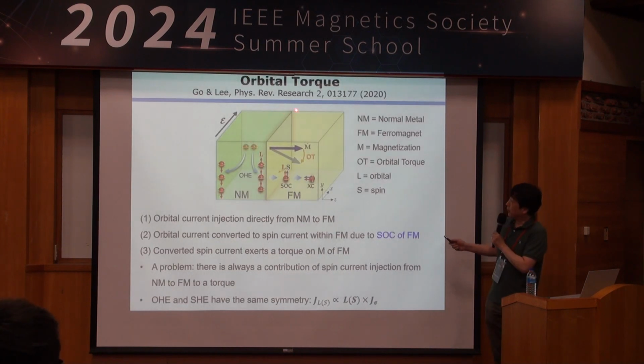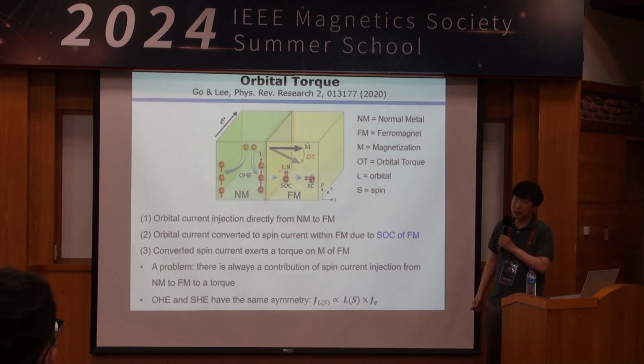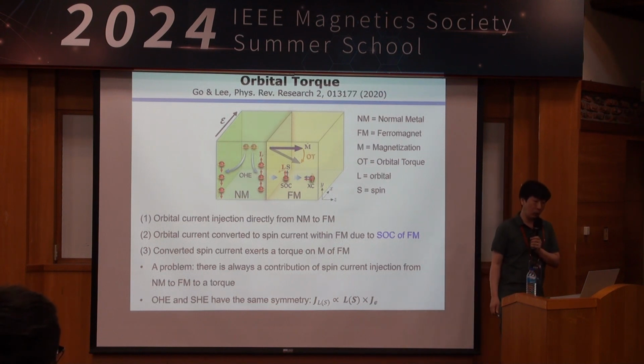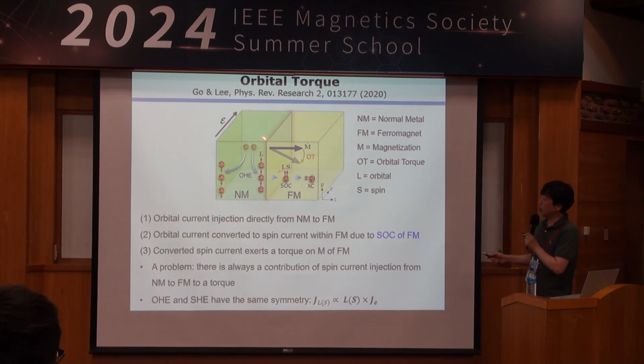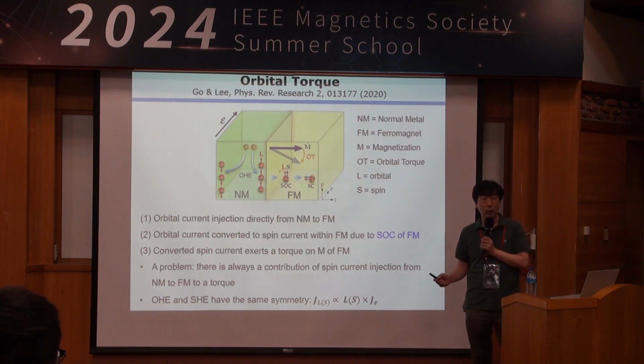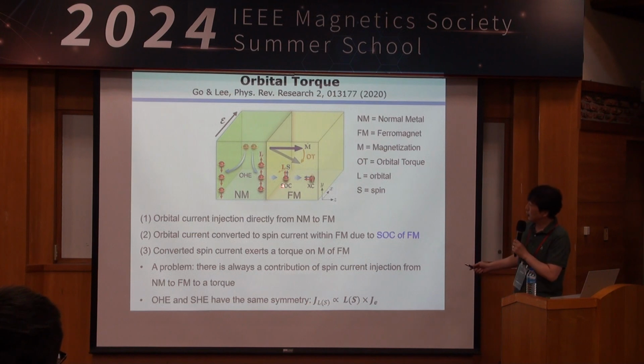Okay, and in this paper, the Korean theoreticians predicted the orbital torque to experimentally test the existence of the orbital Hall effect. Their idea is as follows. There is always an orbital Hall effect, and there may be a large orbital Hall current even without the spin orbit coupling, and then the orbital current is directly injected into the ferromagnet, but it does not couple to the spin moment because there is no direct exchange, so it must be converted to the spin current within the ferromagnet through the spin orbit coupling of the ferromagnet.